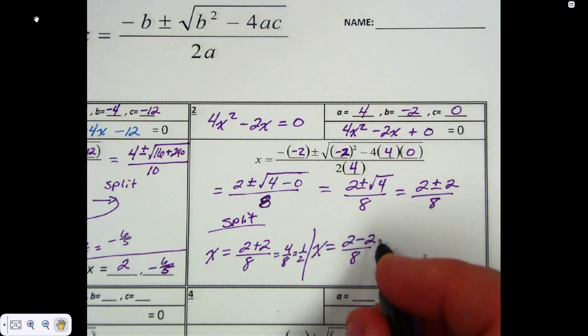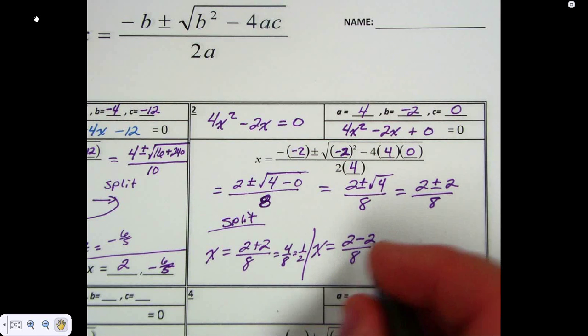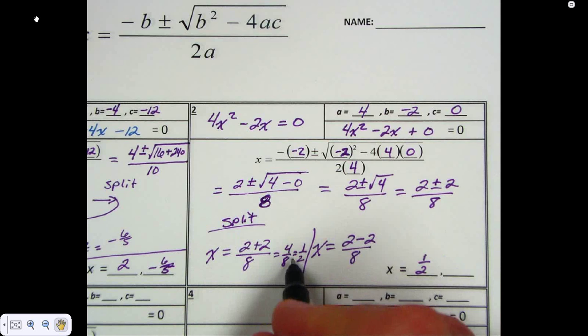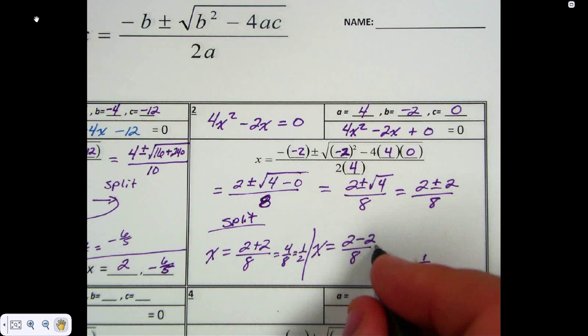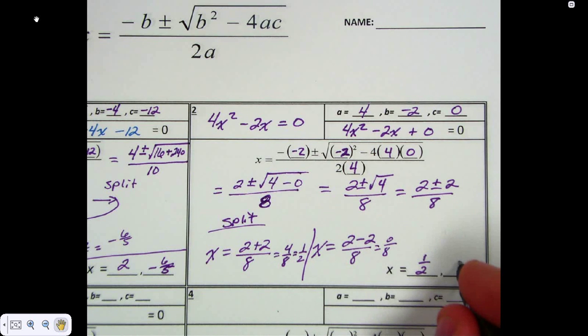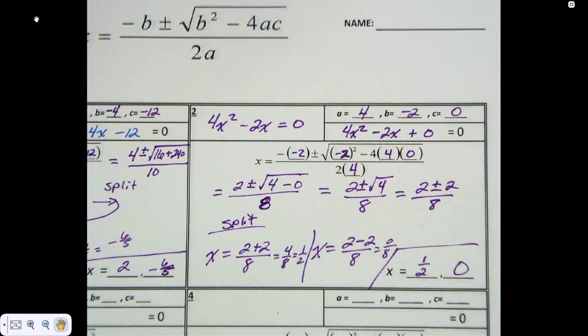Guys, look up here and I'll freeze this when we get to the end. You can write it out, okay? That would be better. Okay, so you guys see how I went 2 plus 2 over 8, and how I split it up and got to here, right? We okay with 1/2? What is 2 minus 2? 0. Over 8 is what? 0. Here's your 2 answers.